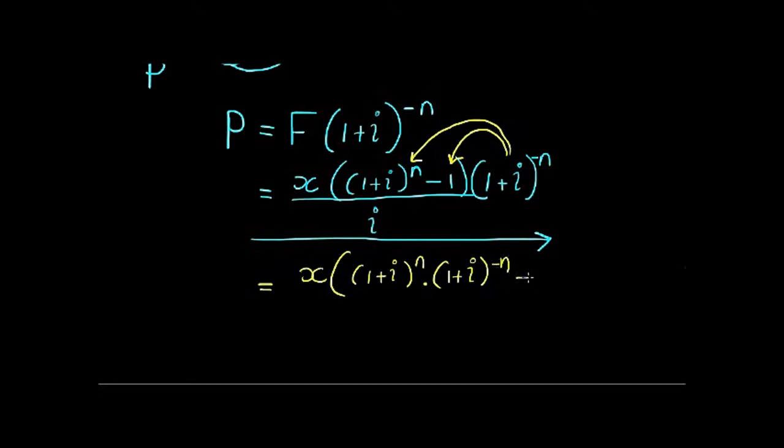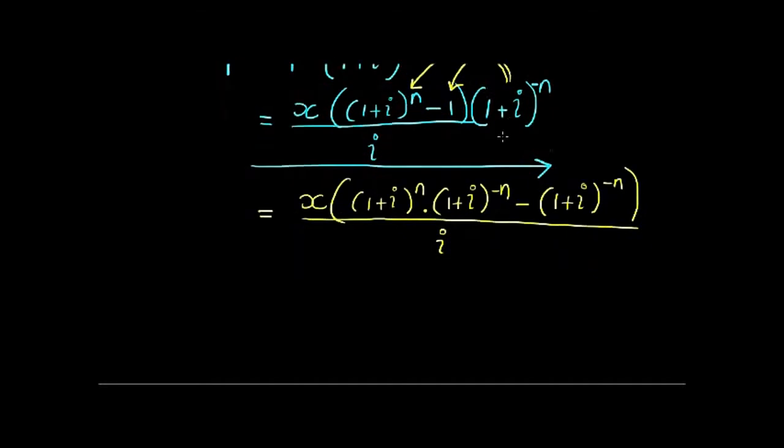Okay, and I hope you can see what's happening. Here I have a 1 that is, the bracket is being distributed to that 1, so it's just negative 1 times (1 + i)^(-n). And that all happened in the numerator, nothing happening in the denominator because I'm multiplying. Okay, so now what is happening?